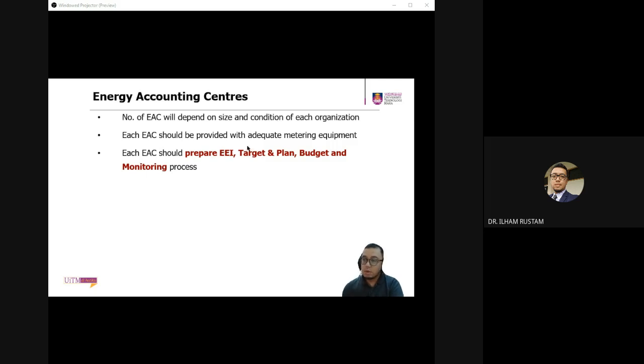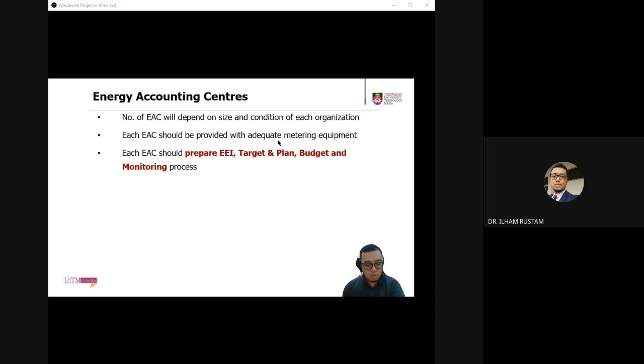And EAC should be provided with adequate metering equipment. So this is the keyword here, the metering equipment. There's no way for you to measure your energy otherwise. If we are talking about electrical energy, or about water, then you have to put a flow meter lah, most probably. But for electrical energy, typically, because electrical is the one that we use to power up all our lightings, all our aircon, all our machines, the focus is more on electrical machinery, electrical power.